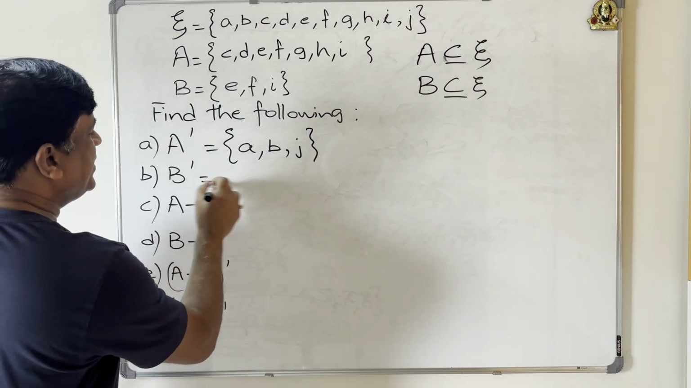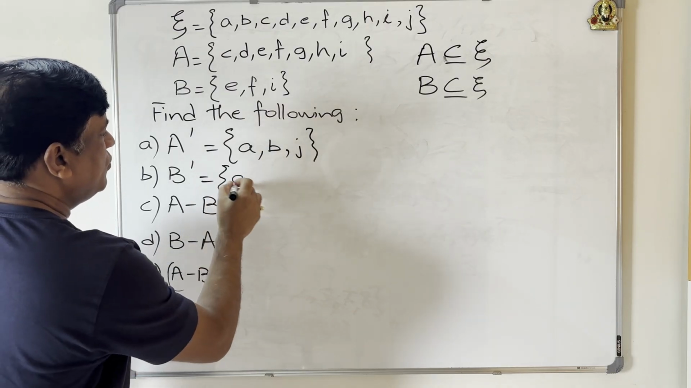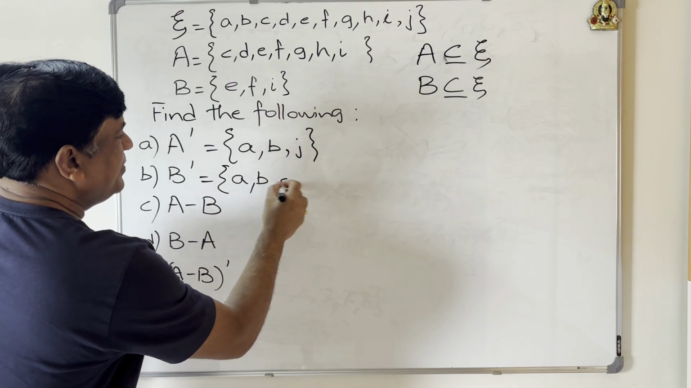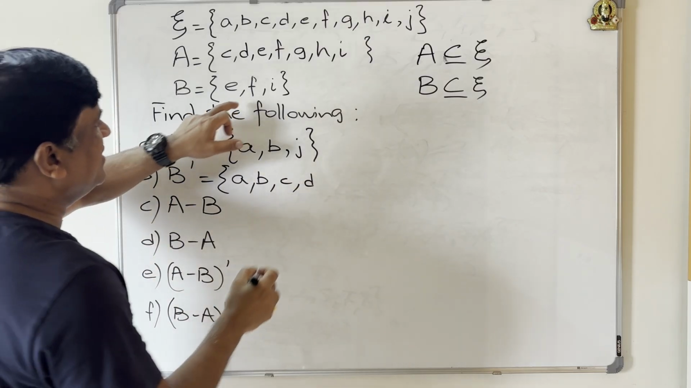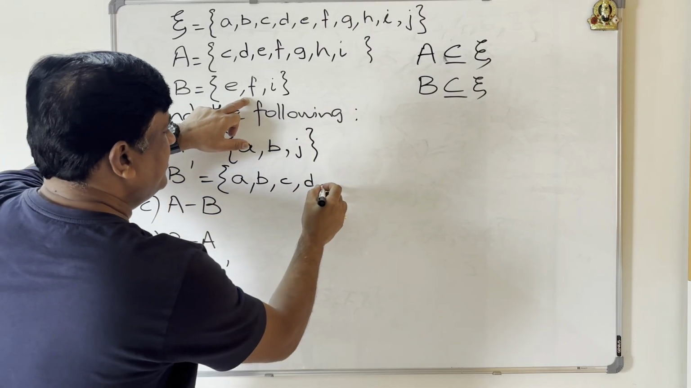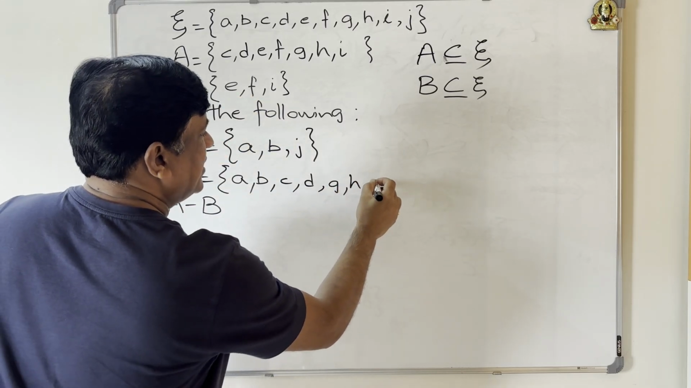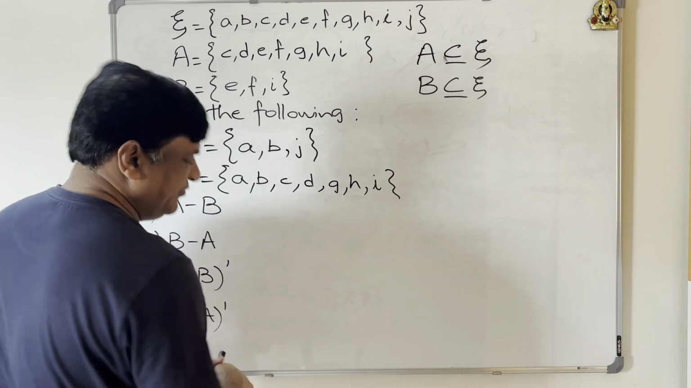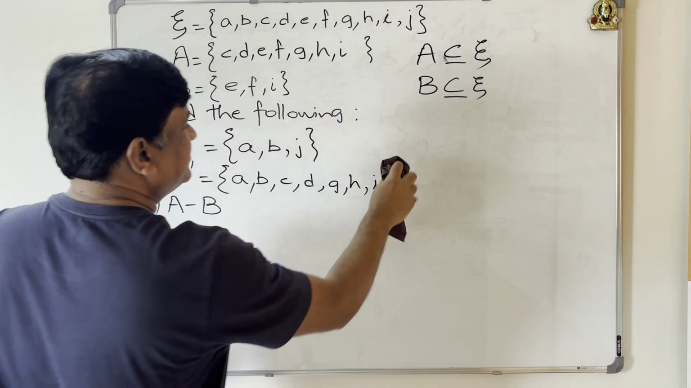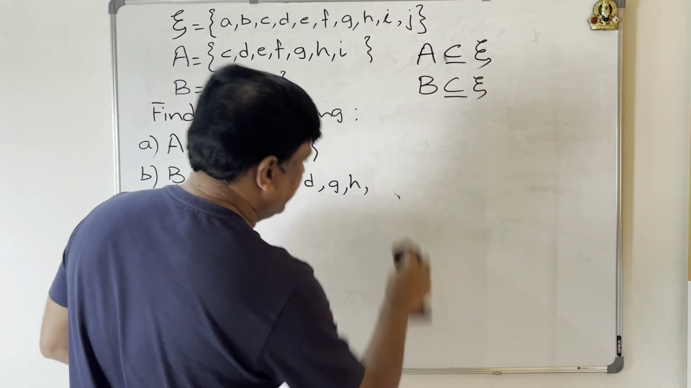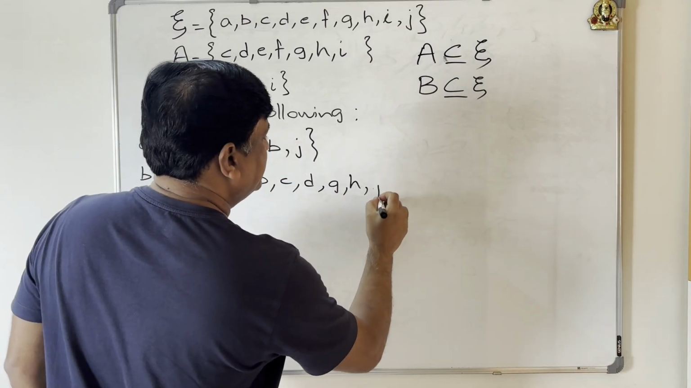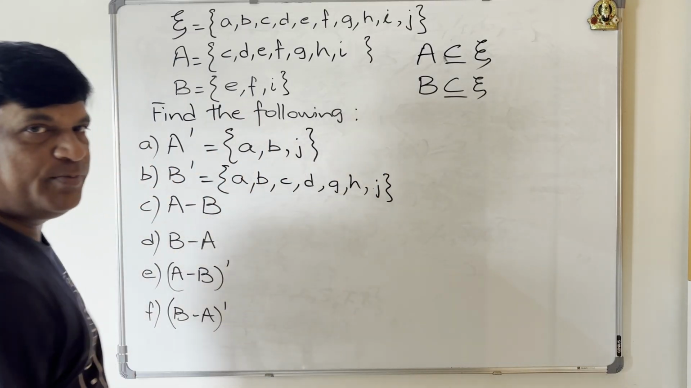Similarly, when you go to B, what do you have? You need to include A, B, C, D. E is present, F is present. So I'm going to go to G, H and I. Sorry, J as well. I is present, so we have to include J here. That is what B complement is.